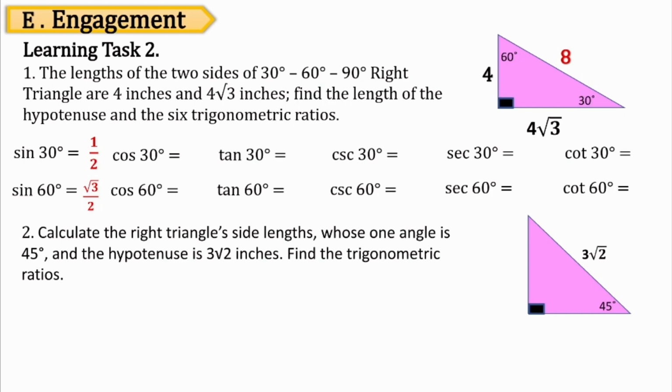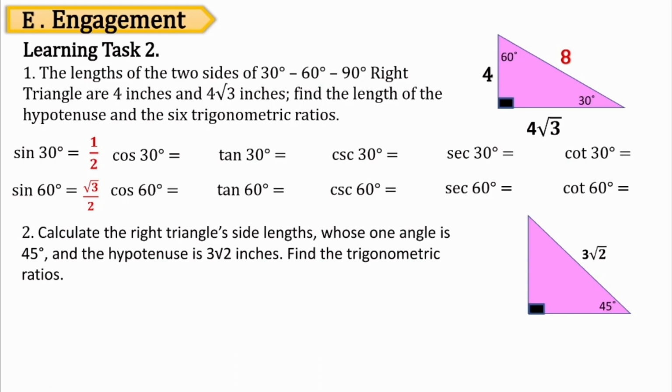Babalikan lang natin yung theorem. But this time, theorem naman sa 45 by 45 by 90 degree triangle. So, the legs are congruent and hypotenuse is equal to square root of 2 times the leg. Pero sir, paano po yung hypotenuse ang given at yung legs naman ang hinahanap?